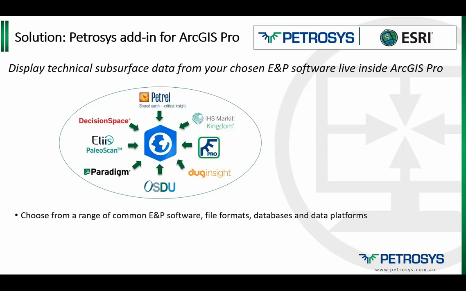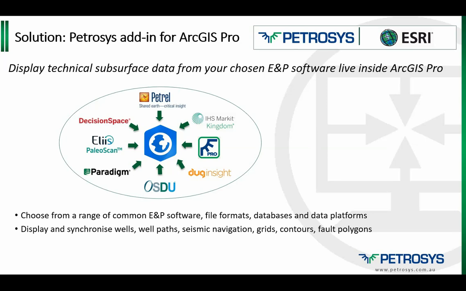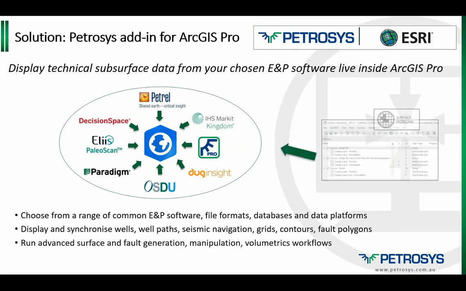And then if the data changes, you just simply click the refresh button and that updates in your ArcGIS Pro map. So we can display and synchronize, as I mentioned, wells, well paths, seismic navigation, grids, contours, and fault polygons, so all of the things you need in the subsurface world. We can also run advanced surface and fault generation, manipulation, volumetric workflows. So there's a geoscience toolkit, essentially, that's available now within ArcGIS Pro.